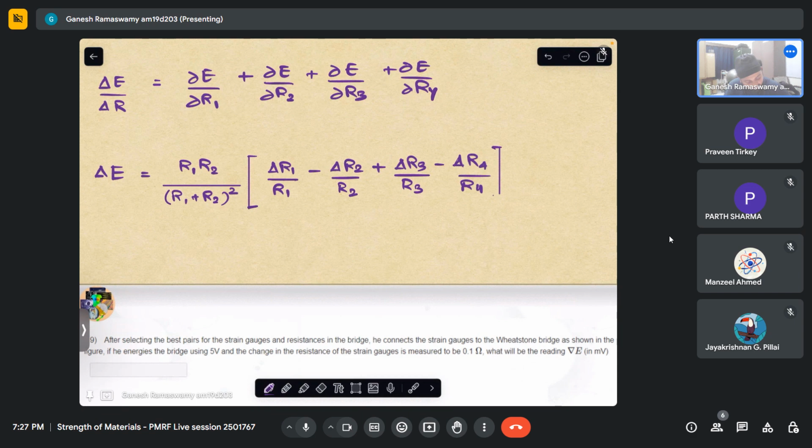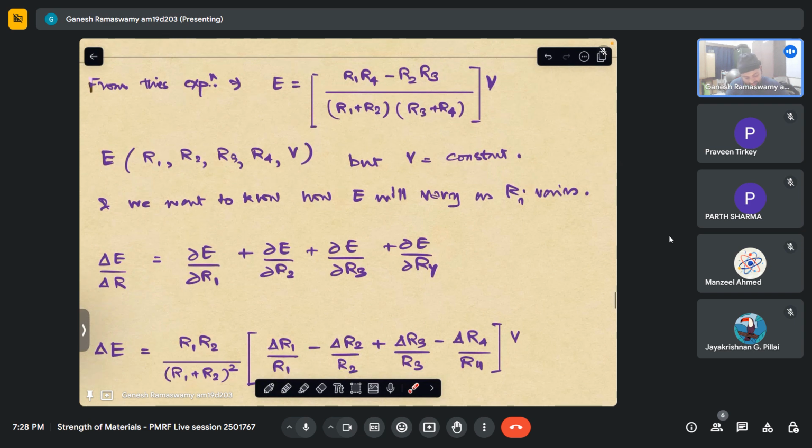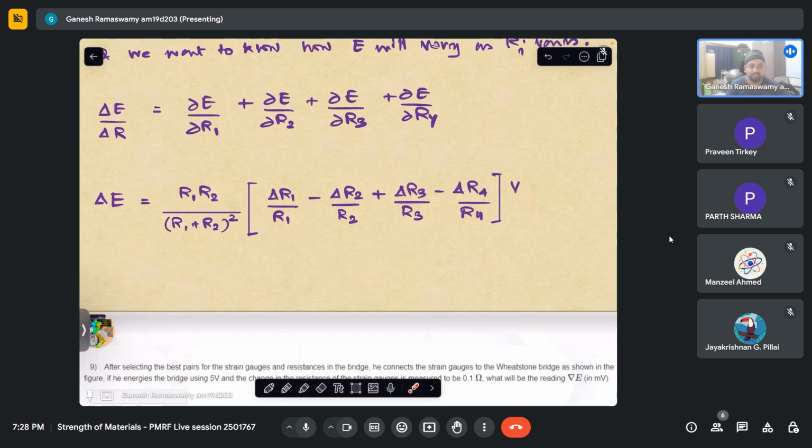So this is what it comes to. I am a little bit unclear about the exponent here, that you can just verify. But anyway, our main interest is to see how the voltage changes with change in these resistances. So this is the grand equation that we have for our strain gauge analysis.